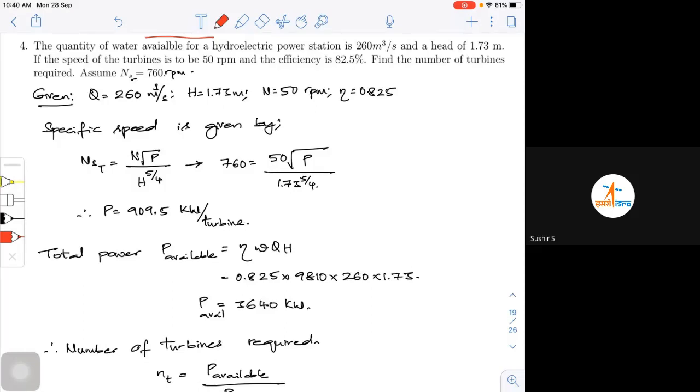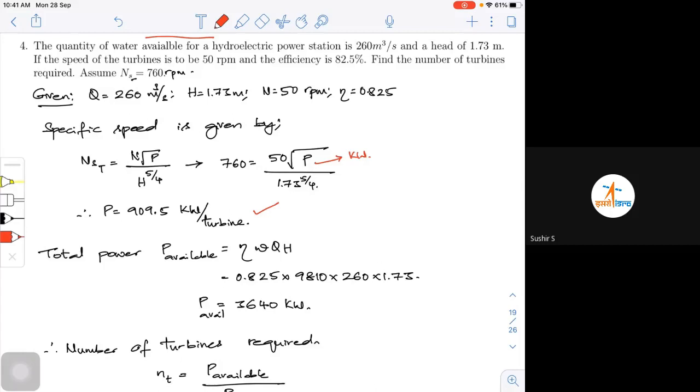What is the formula for the dimensional specific speed? It is N root P by H to the power of 5 by 4. I am trying to substitute everything here. The value of P here should be in kilowatts, because I don't know the value of it, so when I calculate, this will be in kilowatts. If I substitute everything, I'm getting the value as kilowatt per turbine. Whenever I calculate specific speed or anything, it is with respect to a particular device, a single device.